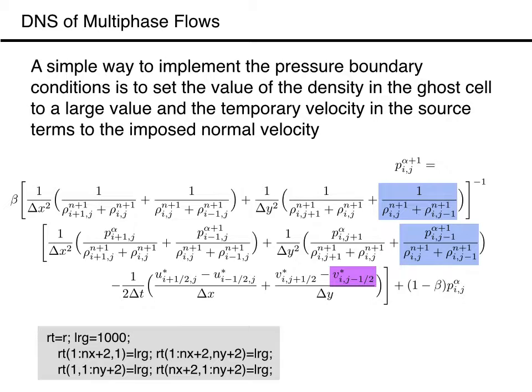While we do not use an infinitely high value for the density, we can nevertheless make the blue terms very small by a sufficiently high value. The predicted normal velocity at the wall, v at i, j minus a half, or the purple term in our example, also needs to be set to the correct inflow velocity.